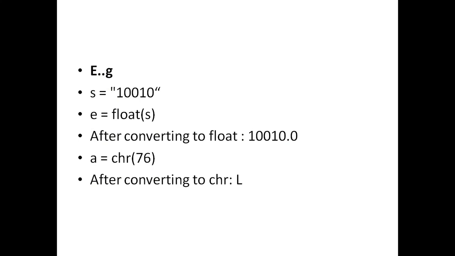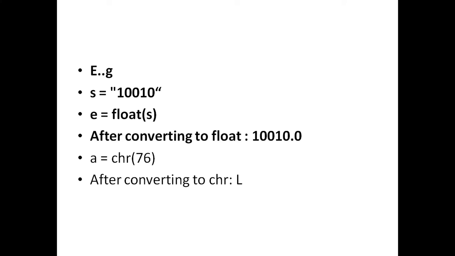For example, if s is assigned 10010 and if we convert s to float, the output will be 10010.0. If 76 is converted into a character, the output will be L, since 76 is the ASCII value of L.